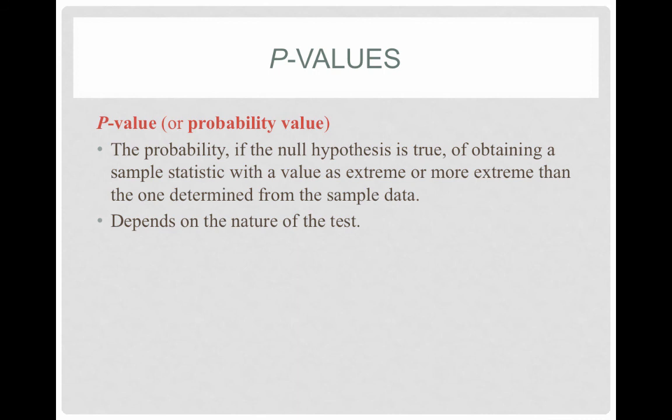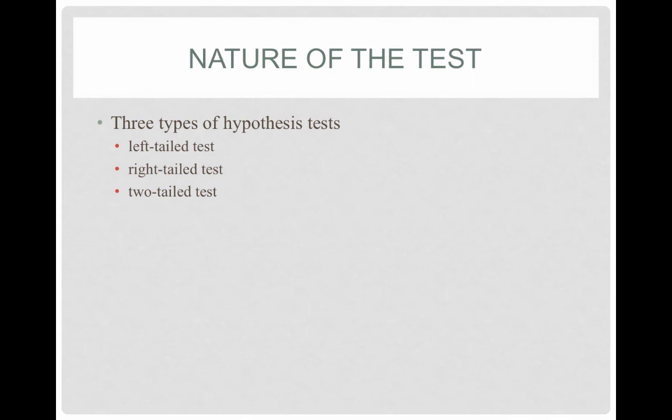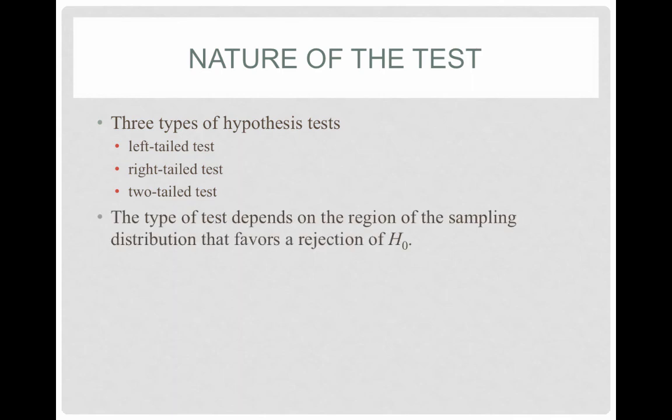All right, the p-value depends on the nature of the test. There are 3 types of hypothesis tests. They can be called left-tailed, right-tailed, and two-tailed. The type of test depends on the region of the sampling distribution that favors a rejection of the null hypothesis. Hang on, all right? You may want to go back and listen to this again, but once we start looking at some pictures, I think it'll all start to click.